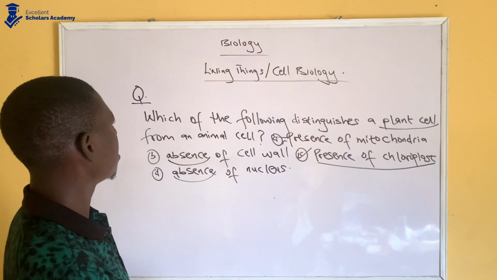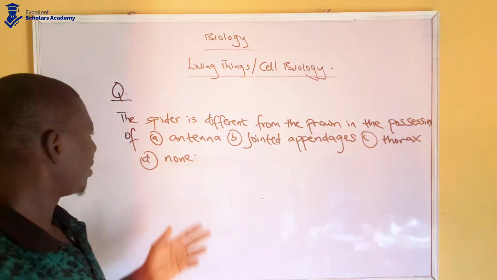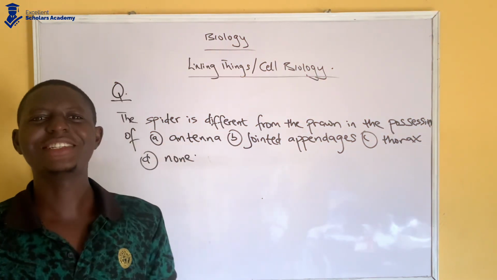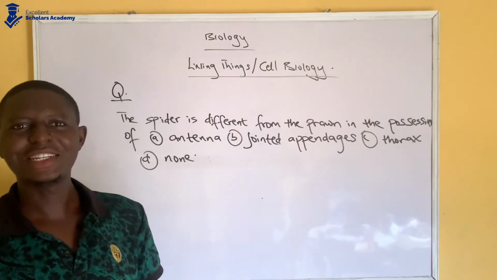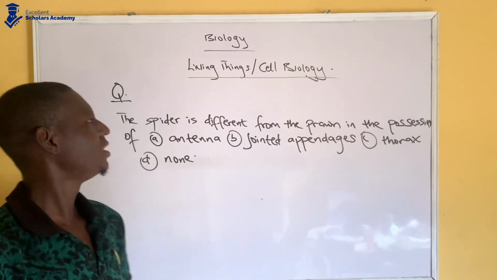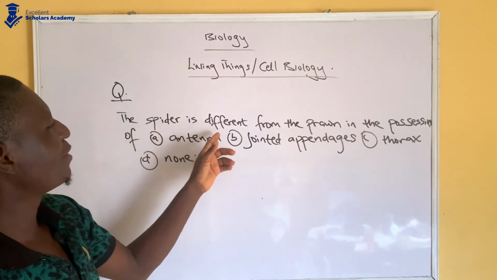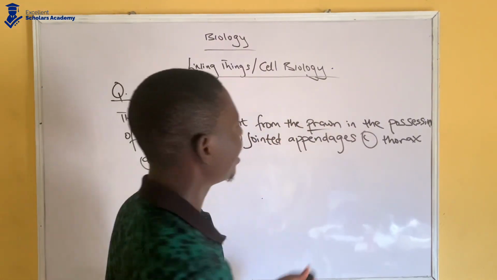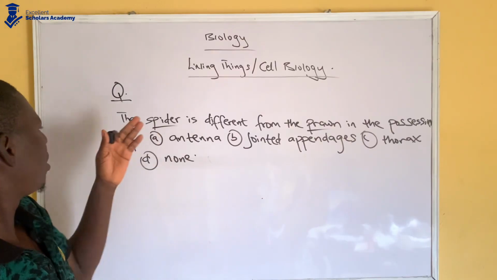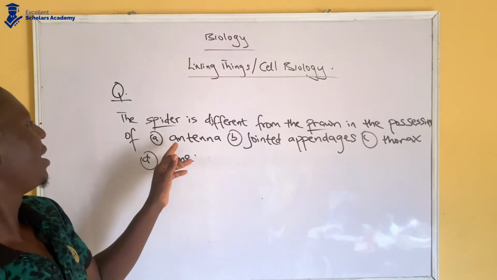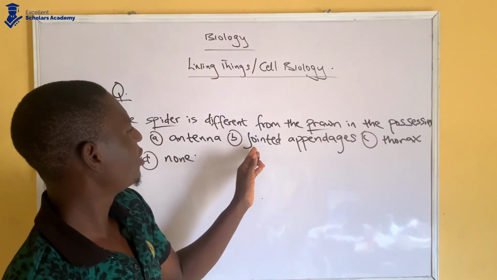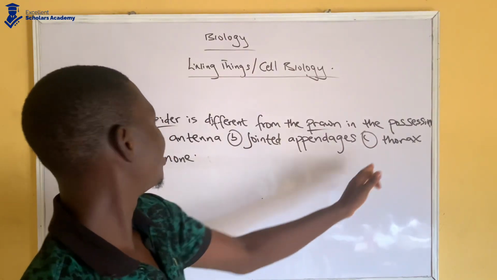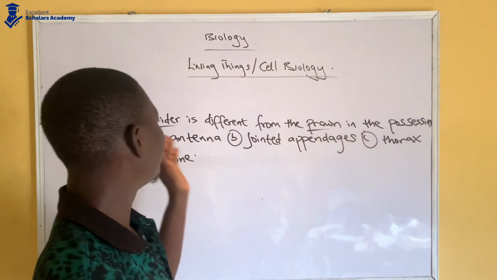Let's take another question, still on living things. Let's take another interesting one. The spider is different from the prawn in the possession of dash. A, antenna. B, jointed appendages. C, thorax. Then D, none.